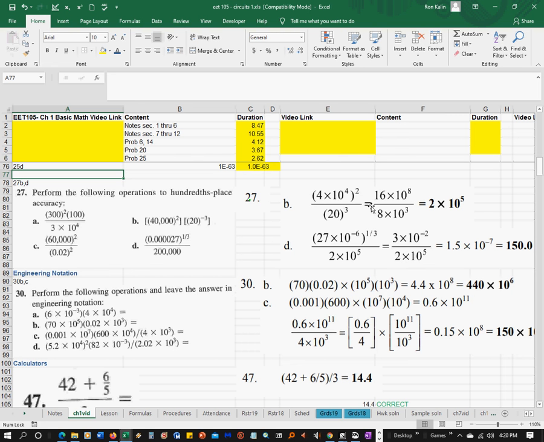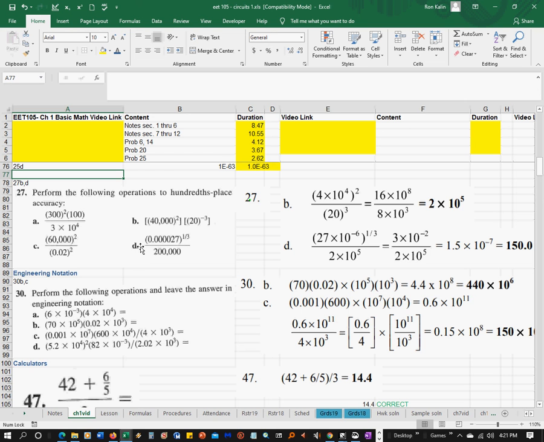So to evaluate this, you take the 4 and square it to get 16. Then you take the 10 to the fourth and square that to get 10 to the eighth. And then on the denominator, you take the 20 to the third power, which ends up being 8,000. It's 20 times 20 times 20. So that's 8 times 10 to the third. And then you divide the 16 by the 8 to get 2, and take the 10 to the eighth divided by 10 to the third, which is 8 minus 3, to get 10 to the fifth.